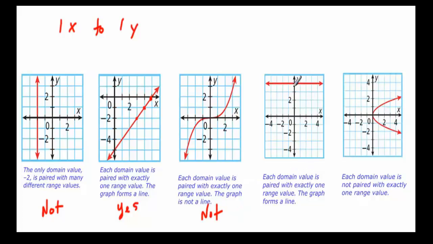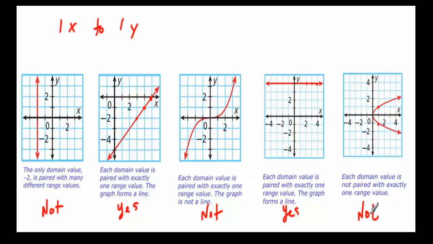In this case, we have a straight line. And then we see that we have 4, 4, 3, 4, 2, 4. So we have one x value to exactly one y value. So yes, this is. And here we see that each domain for x, 0, 0, and then if I go to 1, I go to +1, I have 1, -1, so this is not.